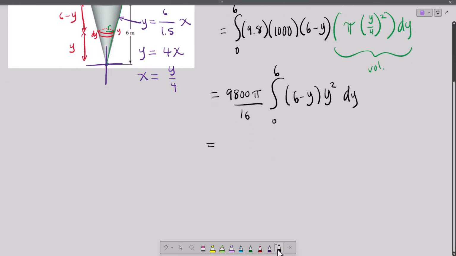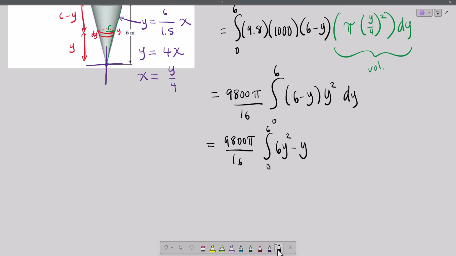And let's just leave the constants out here alone for a moment, because maybe we're going to get some other constants coming from this integration. So 0 to 6, we have to just FOIL this, or whatever it's called, distribute it. So we have that.